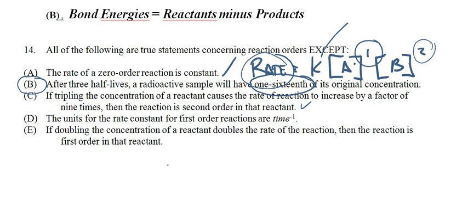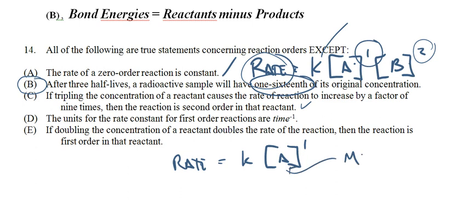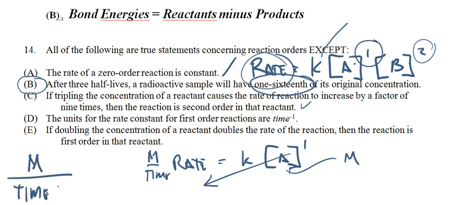The units for the rate constant for a first order reaction are 1 over time, and that's easy to do. So if we have rate, and I would not expect you to do this on the AP exam, so if we had this, and again, this is molarity, what we're going to do is isolate that guy all by itself. So rate is molarity per time, and then you'll have molarity. So absolutely, that's true. And then if doubling the concentration of a reactant doubles the rate of reaction, then the reaction is first order for the reactant. Absolutely. So 14, B is the best answer.